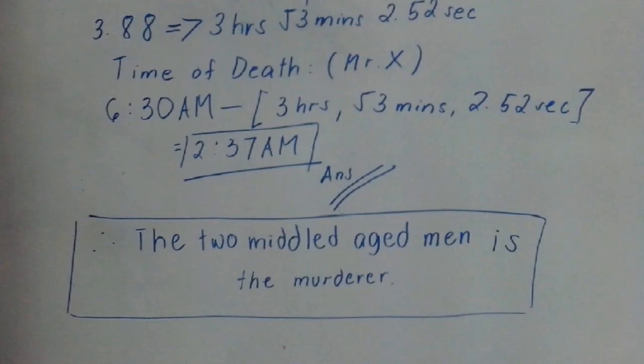Now, using the values we have obtained from the problem, we can determine the time of death of Mr. X. We can do this by subtracting 3 hours, 53 minutes, and 2.52 seconds from the time when the body of Mr. X was found, which is 6:30 a.m. Doing this, we find out that 2:37 a.m. was the time of death of Mr. X, which leads us to the conclusion that the two middle-aged men are the murderers of Mr. X.